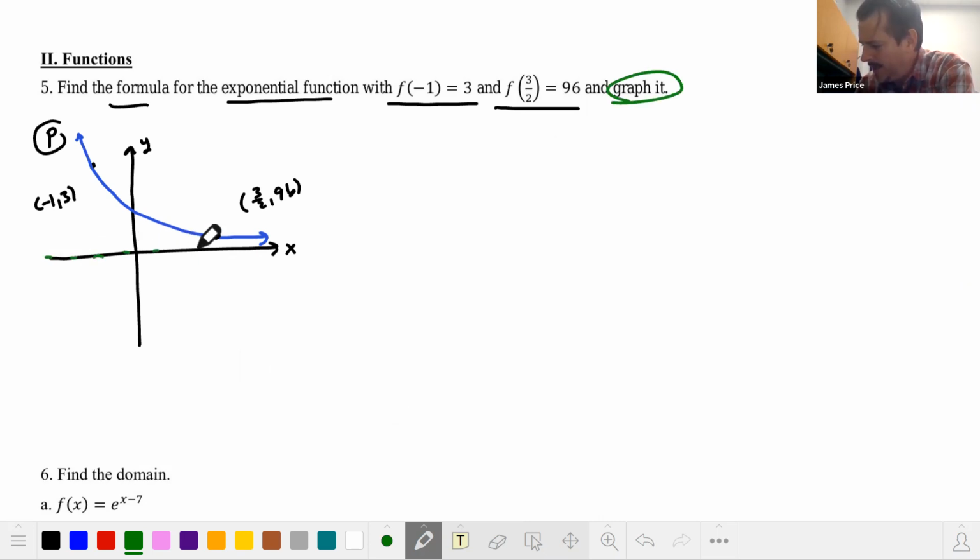So remember, there's a horizontal asymptote at y equals 0. So we'll put that on there. And there is a y-intercept, but I'm not sure where the y-intercept is. So I need to go find that still.